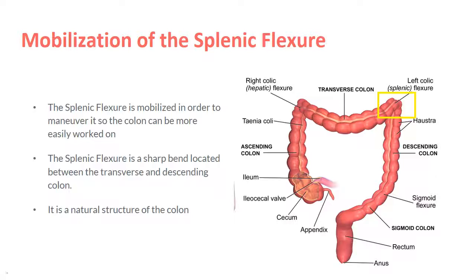The splenic flexure is the natural bend in between the transverse colon and the descending colon. It is highlighted in the yellow box in the picture on the right. Mobilizing this part means to allow it to be maneuvered out of its place. This is important because it allows the physician to more easily work on the colon.